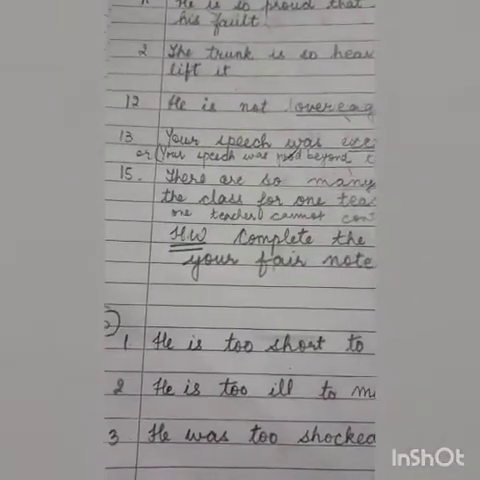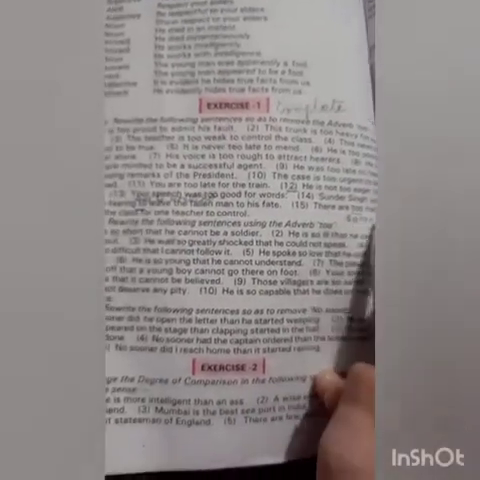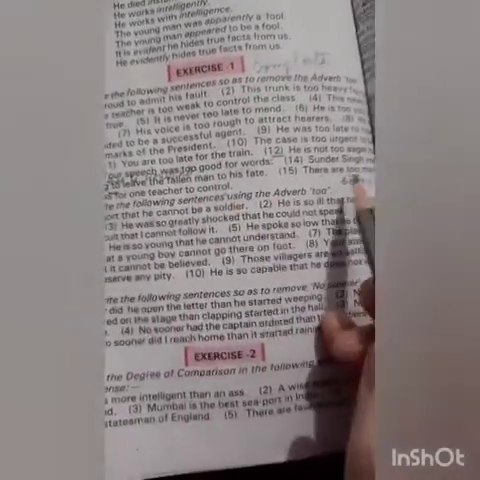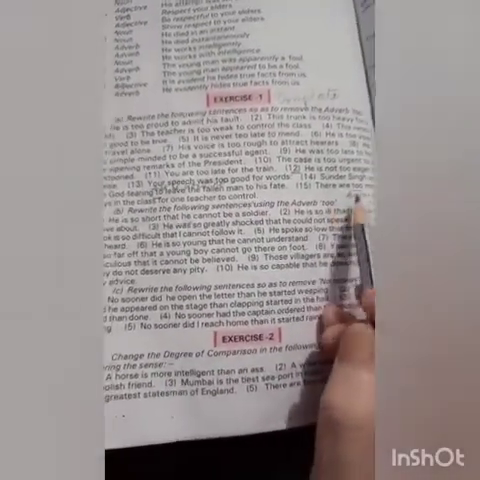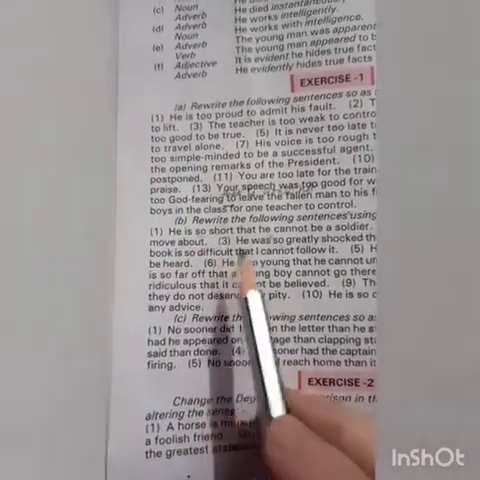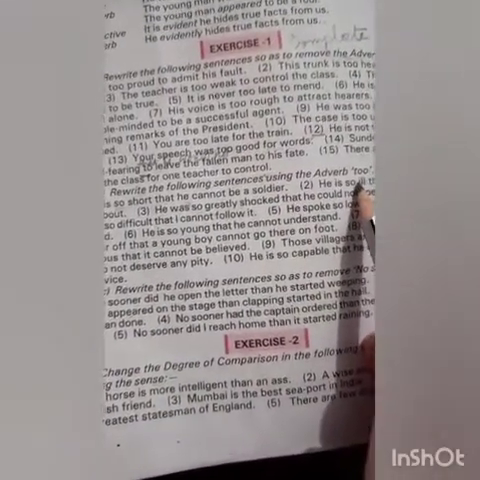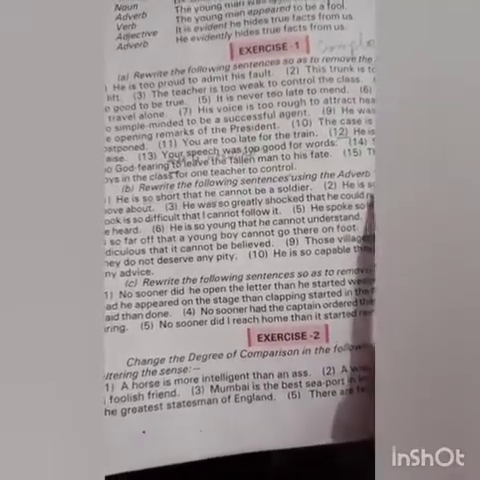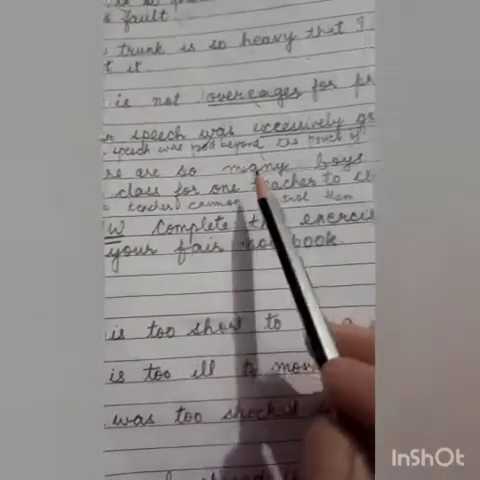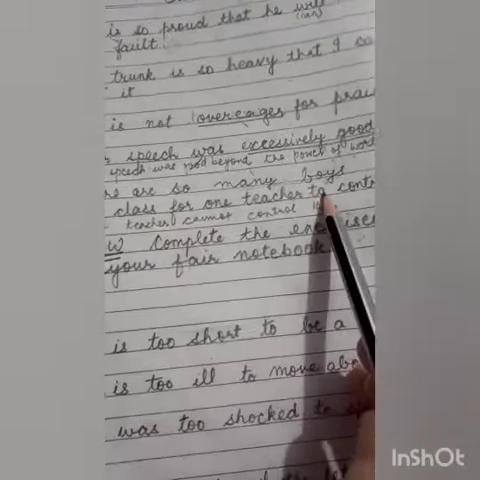Now next, come on to the 15th sentence. There are too many boys in the class for one teacher to control. So you can write, there are so many boys in the class for one teacher to control. Or there are so many boys in the class that one teacher cannot control them. Can you note down? There are so many boys in the class for one teacher to control.